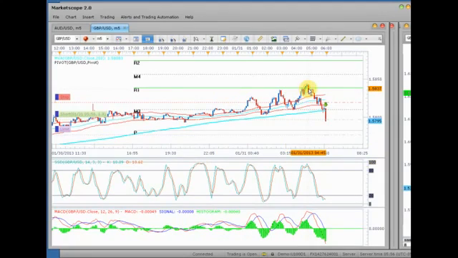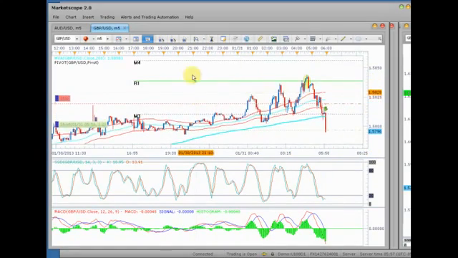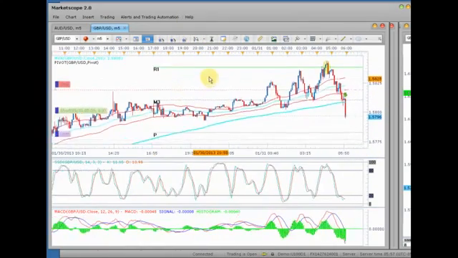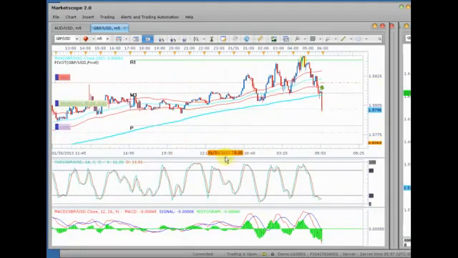Would love to have gotten short sooner, but from that R1 level, the central pivot comes in at 157.83 on my chart. We're profitable from entry, and we're up 1.2 pips. Not a whole lot to write about. Now I have my trade settings set.